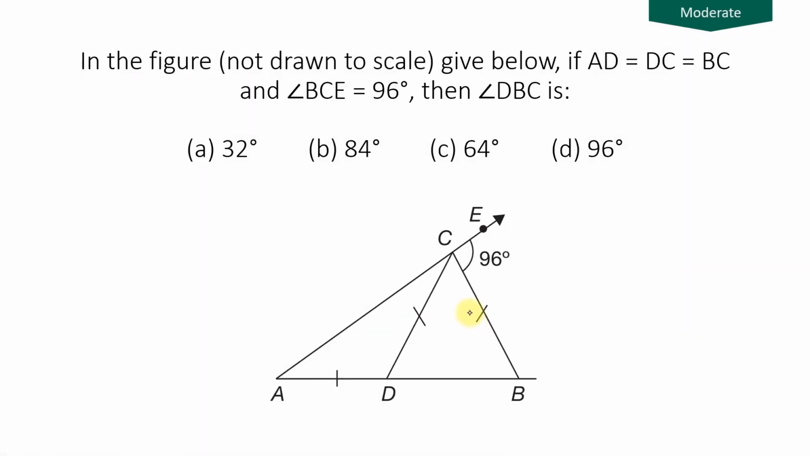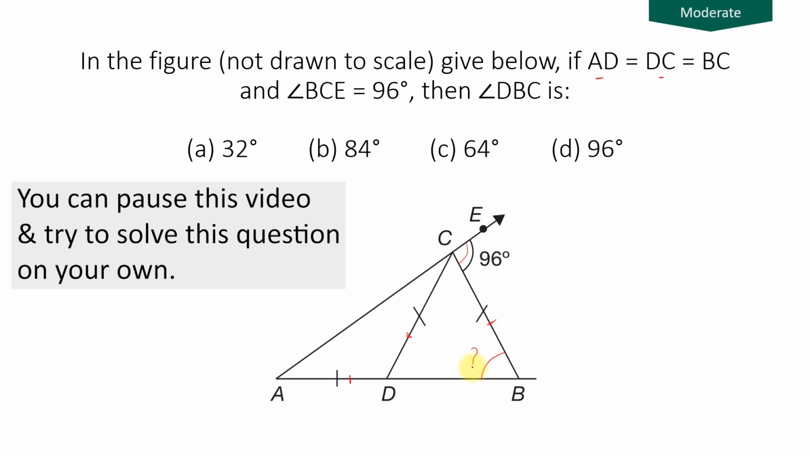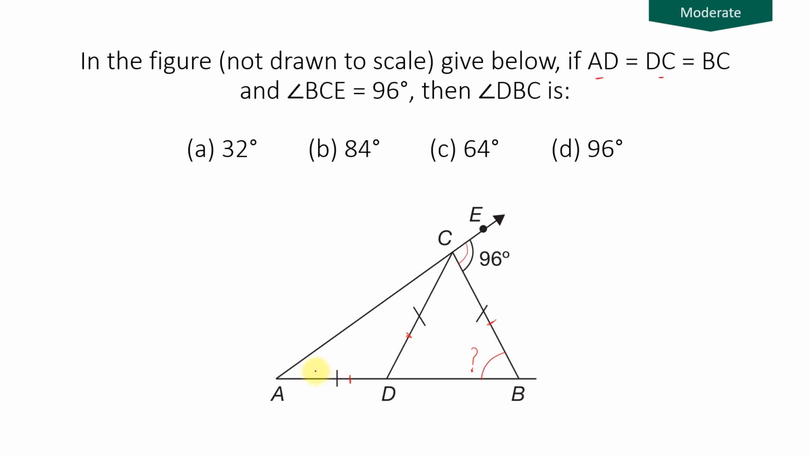Now in this figure, we are given that AD is equal to DC is equal to BC. So these three sides are equal. And we are given the value of angle BCE, that is also marked in the diagram. It is 96 degrees. We have to find the angle DBC, this angle. Now let's start from one corner. Let's say we are taking this angle as X. Now since this is X and these two sides are equal, then this angle is also going to be X.